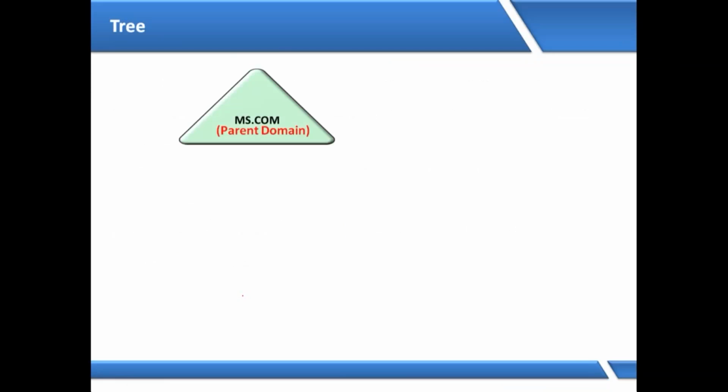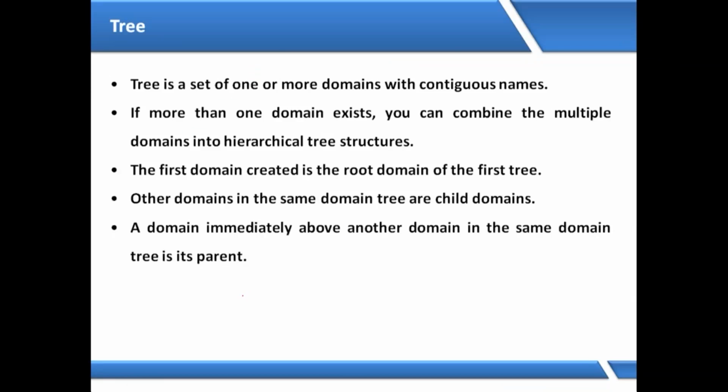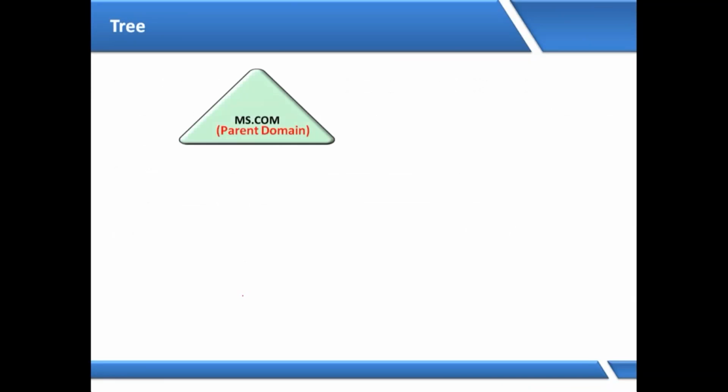Now the example for tree. You can see the diagram here. ms.com is the first domain, that is your parent domain. After that, you are creating mcitp.ms.com. So mcitp is a child domain of ms.com, and ms.com is the parent.